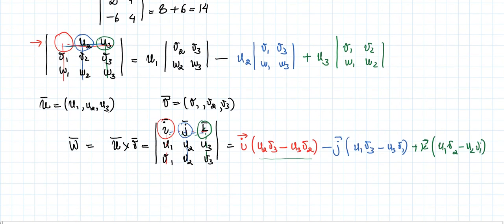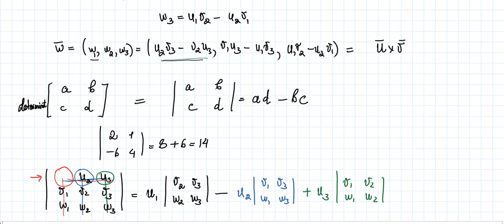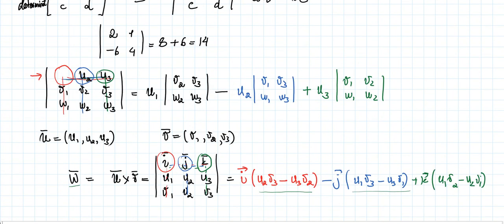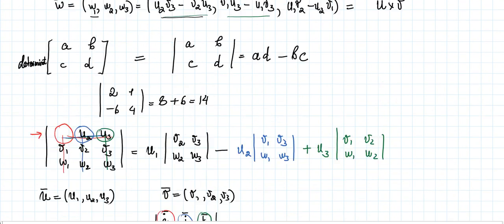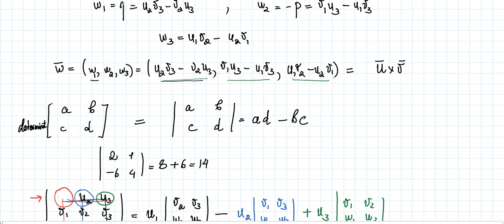So the second component of this vector omega comes with the J, but you need to multiply it by minus 1. It is going to be V1, U3 minus V3, U1, right? Which is the same as this one: V1, U3 minus U1, V3. Now with the minus, right? And the third component of this vector is U1, V2 minus U2, V1, which is the same as the third component of the omega which we defined before.